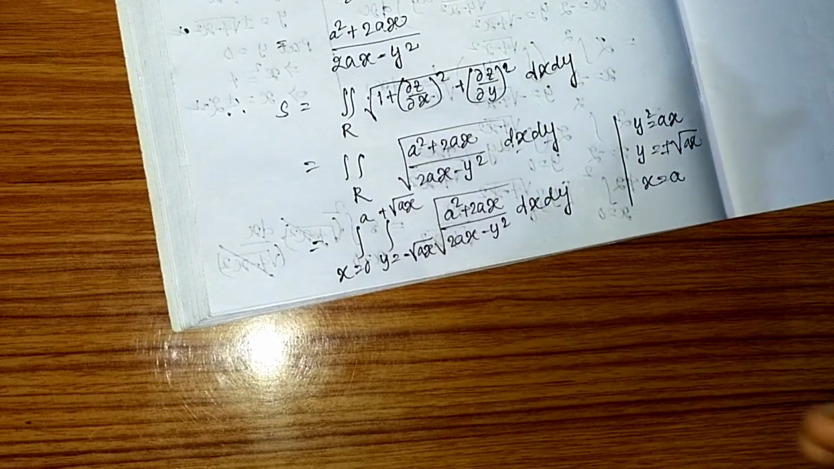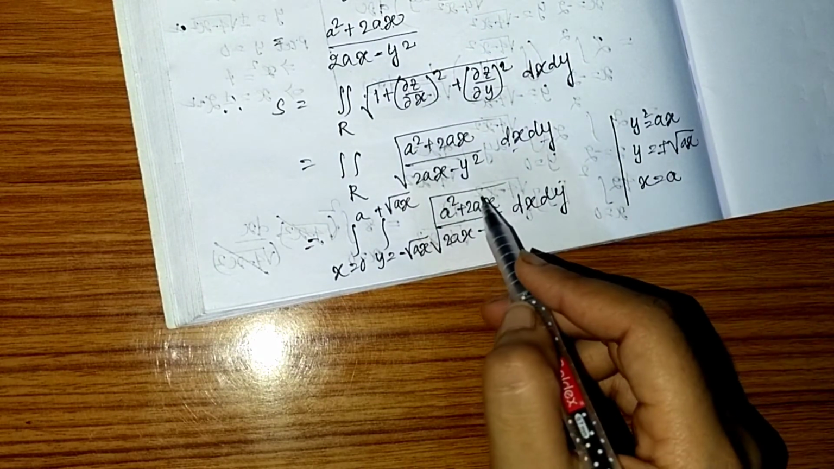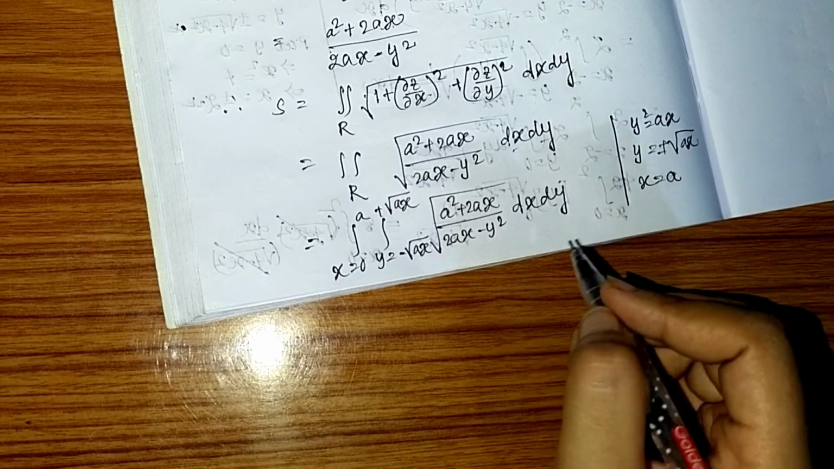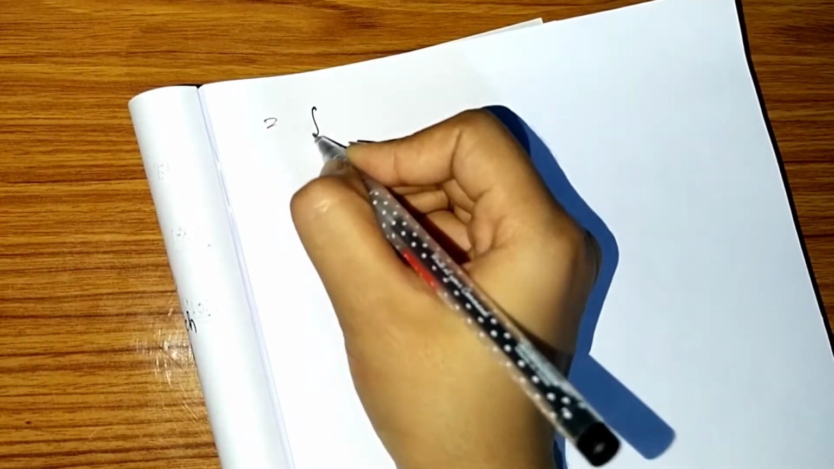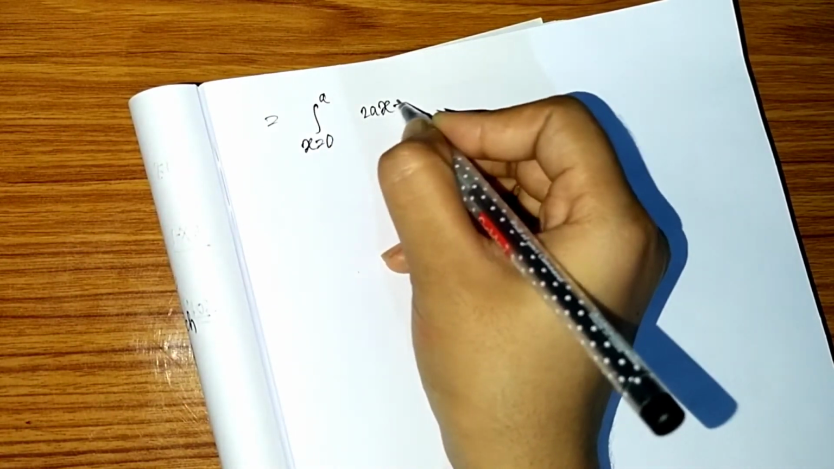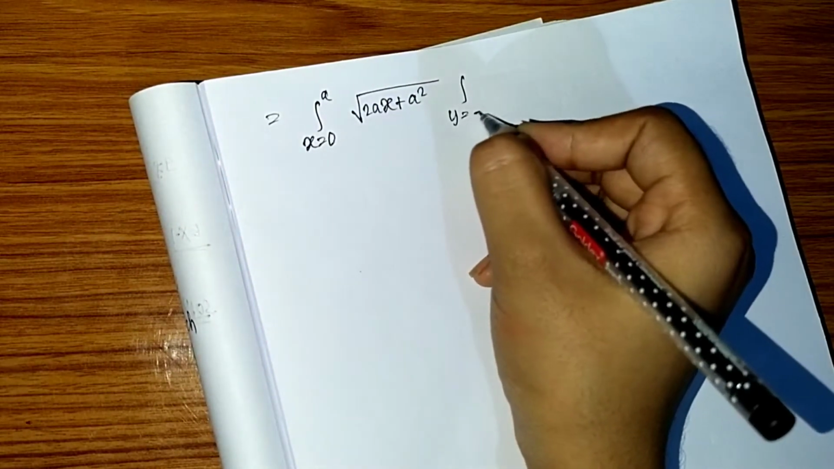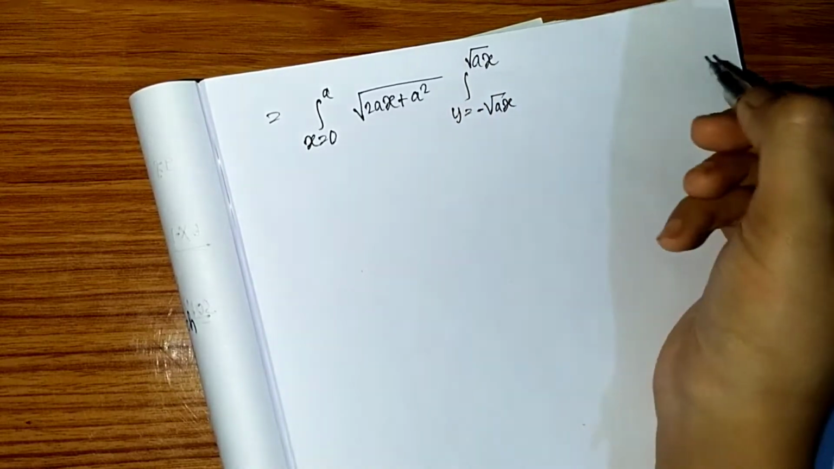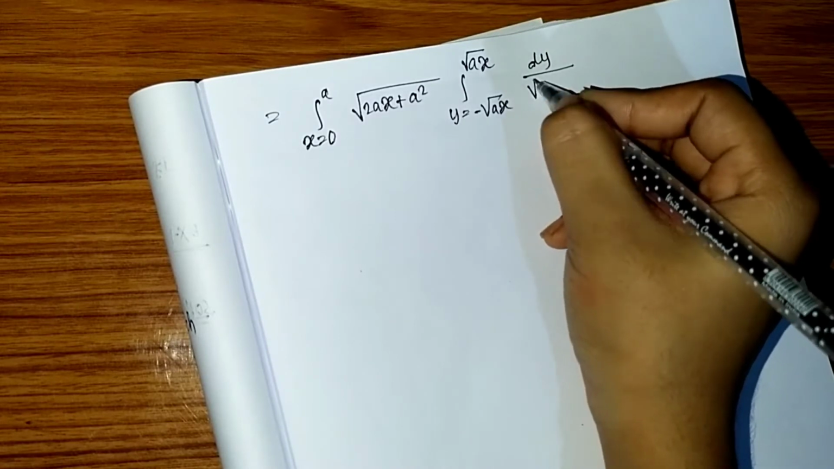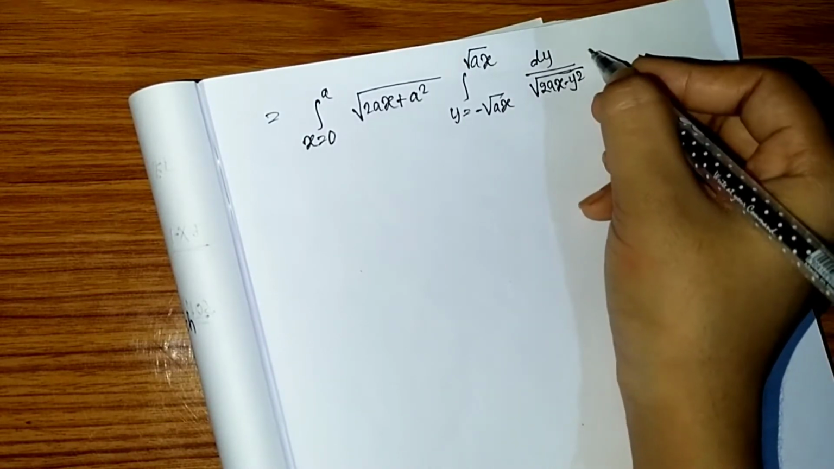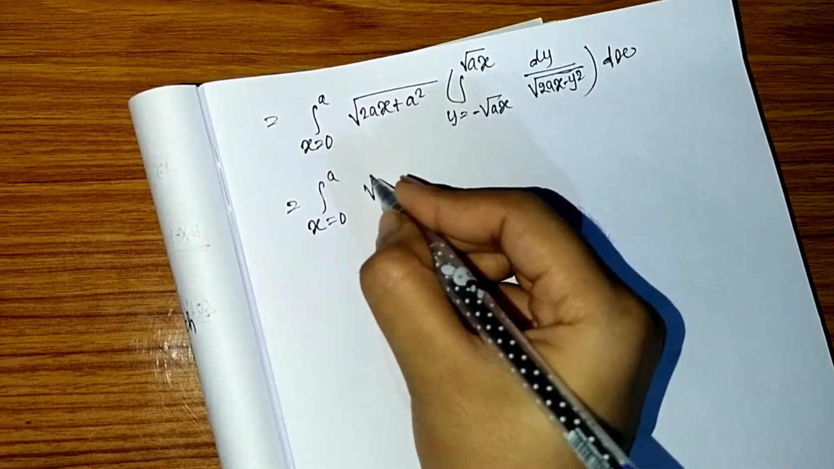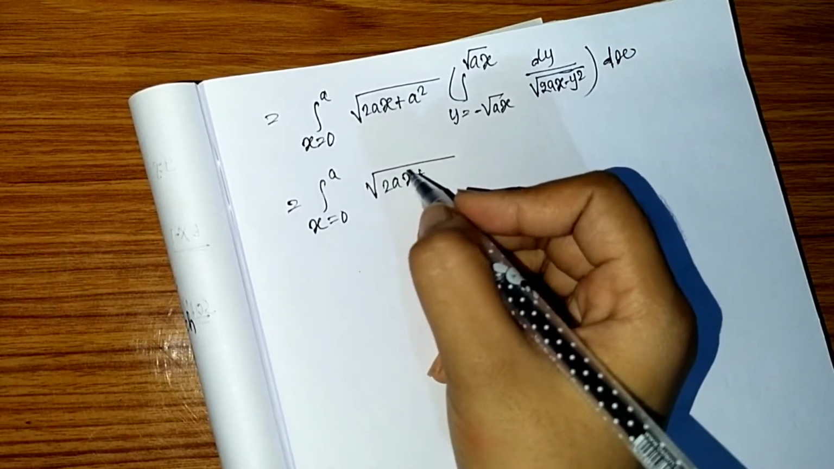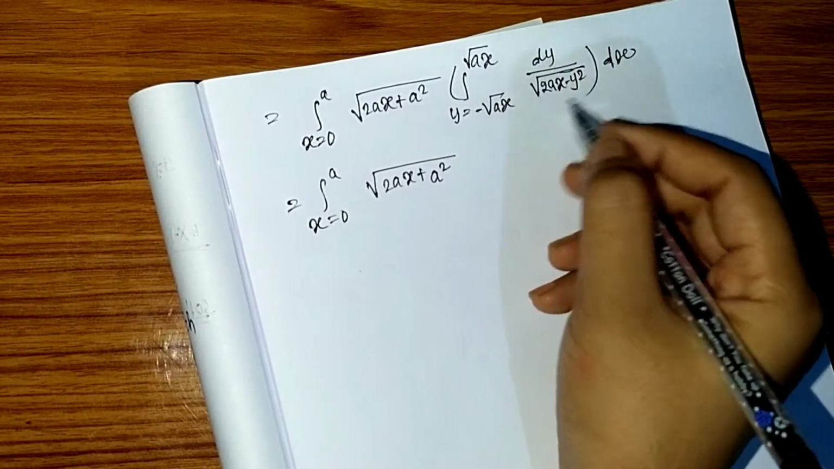Then we integrate this. First we integrate with respect to y, so the factor a square plus 2ax goes outside of the inner integration. So the integral is x from 0 to a, root of 2ax plus a square, and y from minus root ax to plus root ax, dy divided by root of 2ax minus y square, dx.